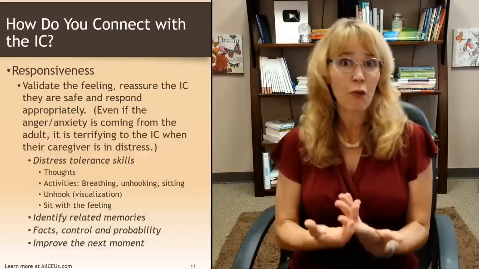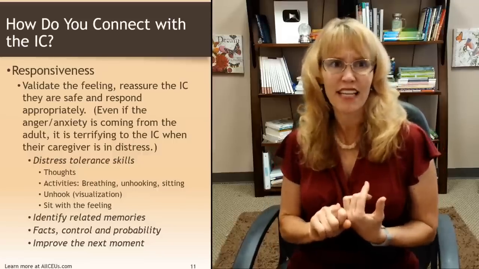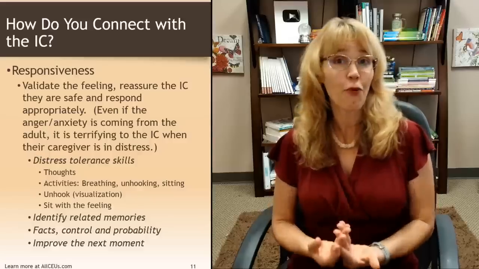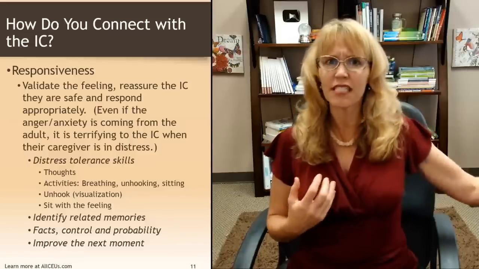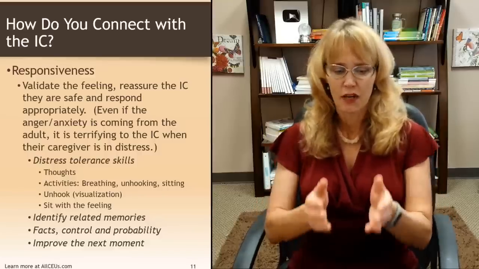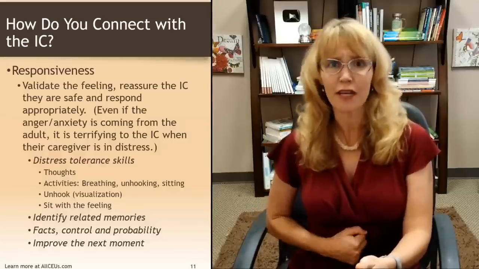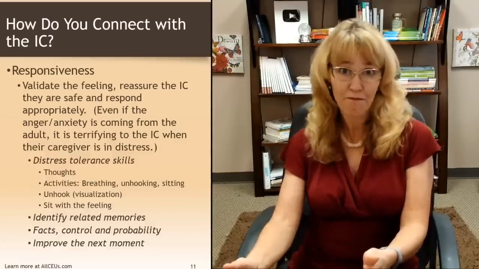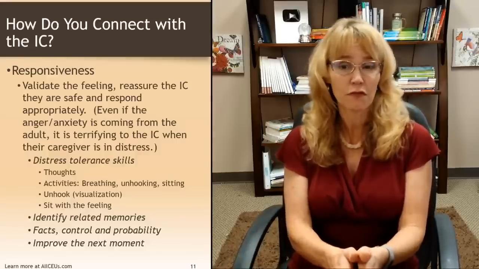then the person's in what we call their wise mind. And at that point, they can start identifying related memories. If they're having a reaction that they think is out of proportion to the situation, they can say, where's this coming from? I'm wondering what memories this is triggering in me. They can use facts, control, and probability. What are the actual facts in this situation? I'm feeling anxious, or I'm feeling really angry about this, but what do I actually know? Not what do I assume is going to happen, not what do I assume this person was thinking or intending, but what do I actually know?